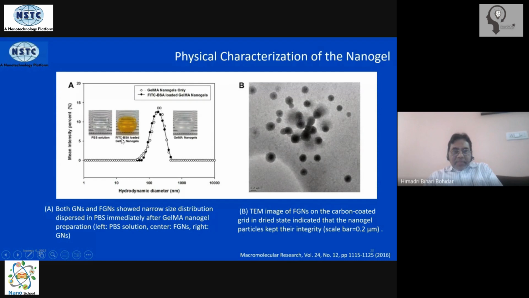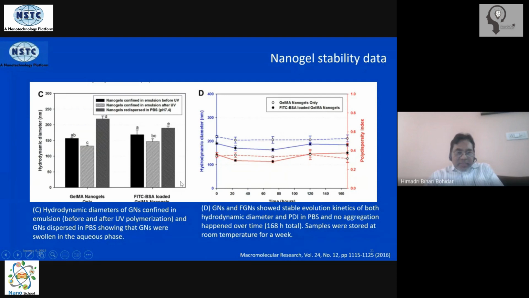After the fluorescent label is added to it, it's showing up very nicely because of the fluorescence, and this is the equivalent TEM picture of the nanogel. So this is the nanogel in different medium before and after UV radiation. The size you see is hardly changed. This is the blank, there is no FITC loading here. The hydrodynamic radius is about 150, 160 here, either in the microemulsion or with the PBS, in presence of UV, in the absence of UV, the variations are all shown here.